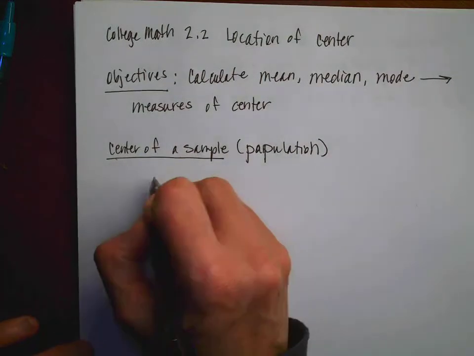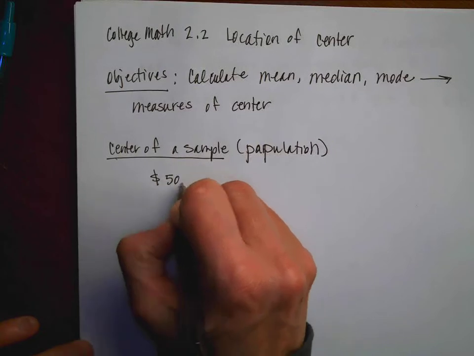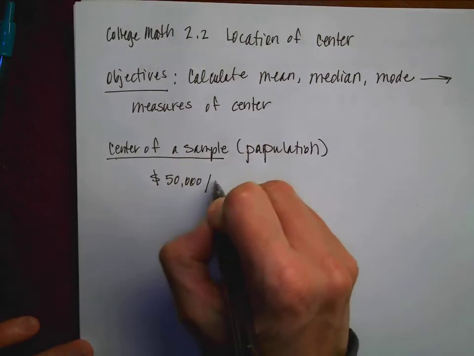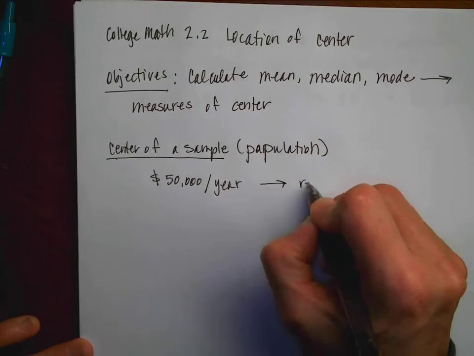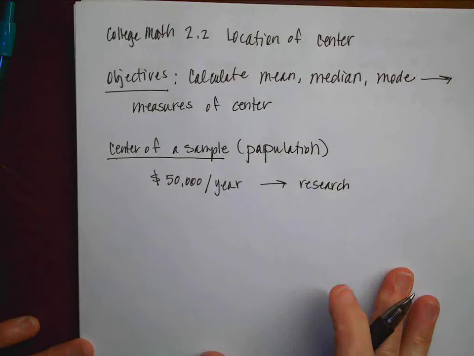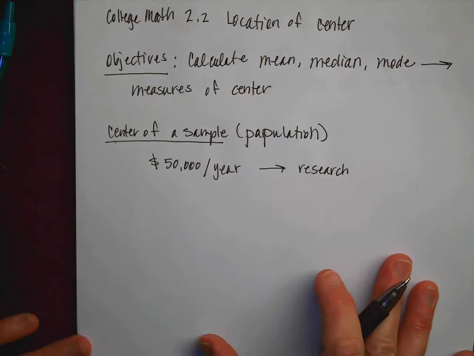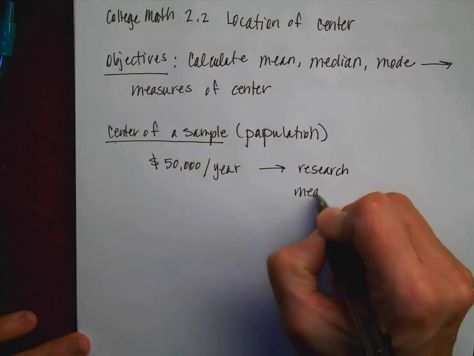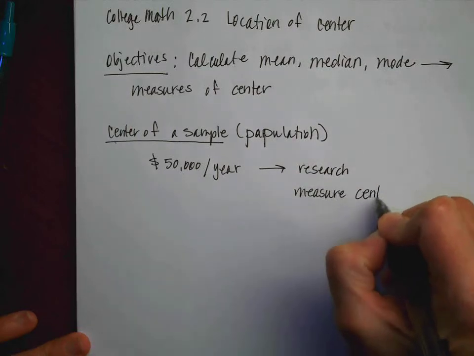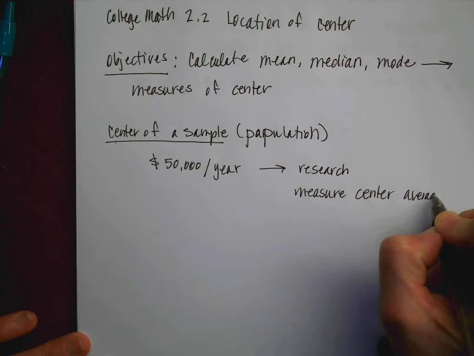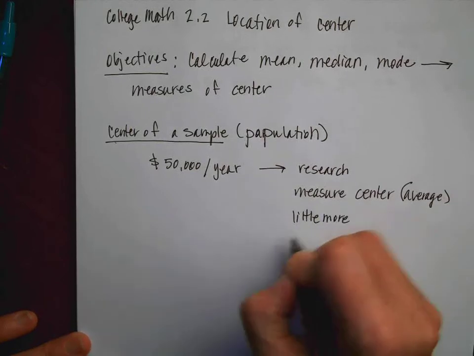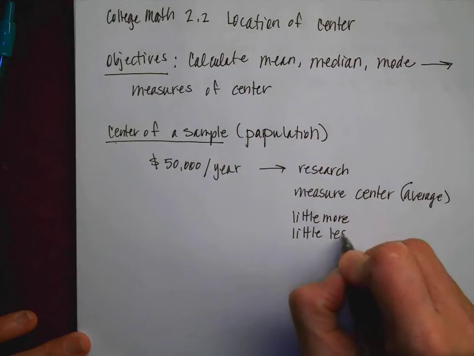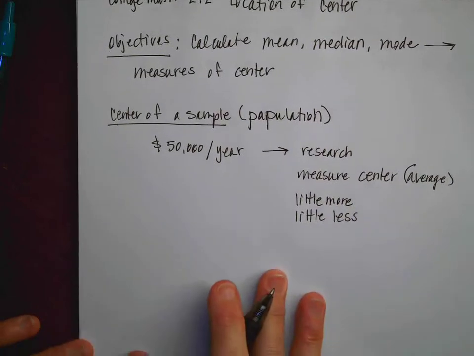So for example, when you graduate from college, let's say you plan on earning $50,000 a year, and that's going to be based on research. Research is going to show maybe for a particular type of career that you could potentially earn $50,000 a year. This is a measure of center because it is an average. So you might earn a little more and you might earn a little less. And again, it's going to depend on what career choice you make.